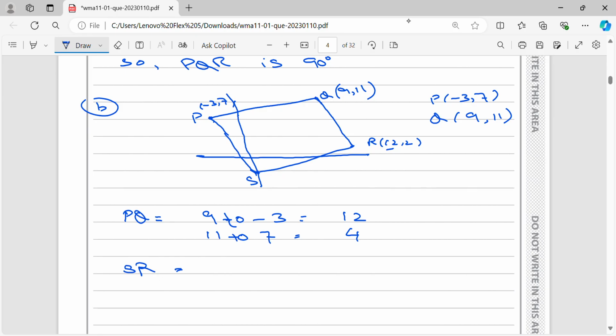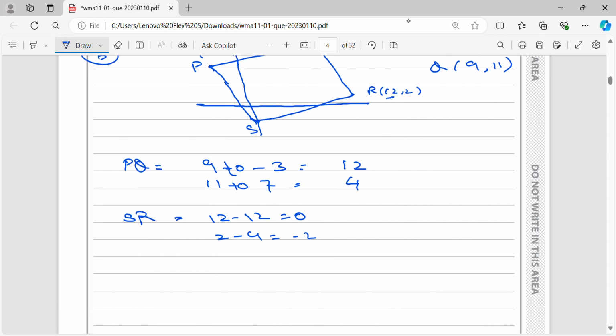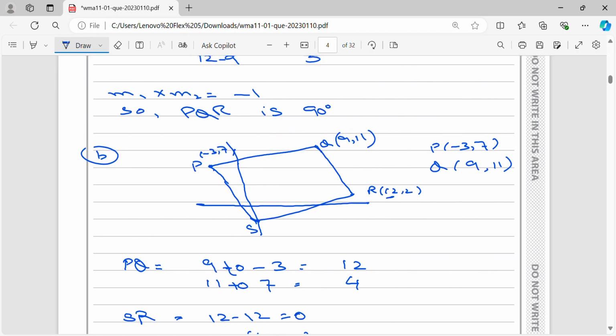So this is 12, and if I have to keep the same distance, so 12 minus 12, the coordinate would be 0 for X, and for Y, I have 2, and the distance is 4. So 2 minus 4 is -2. So it means that S is 0, -2. So S coordinate here is 0, -2. Right? This is one way to find the coordinate of S.